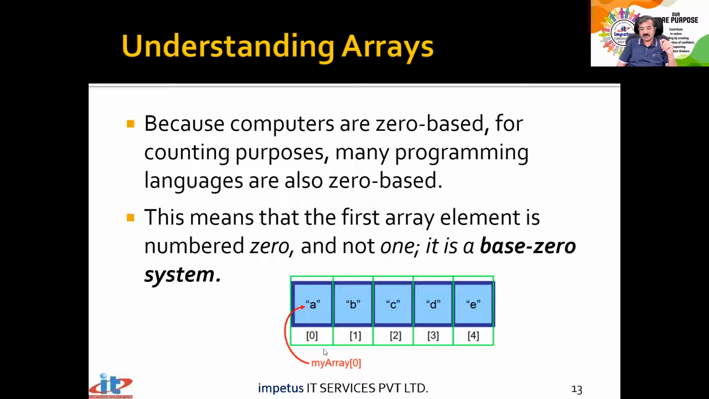That's a zero based system. Look at this. The first element is A. To access A, I'm going to say my array of 0. So I'm going to access the element using the index. Index is nothing but the position of the array element inside that array. A is at the first position, B is at the second position, C is at the third position, D is at the fourth position, E is at the fifth position. So I have an array of size 5. But to access the fifth element, I'll say my array of 4. And to access the first element, I'll say my array of 0.